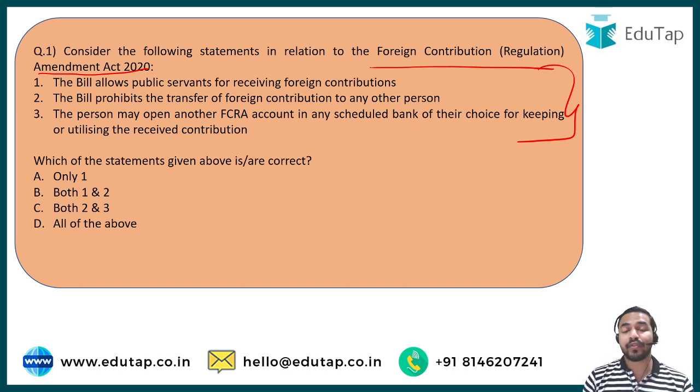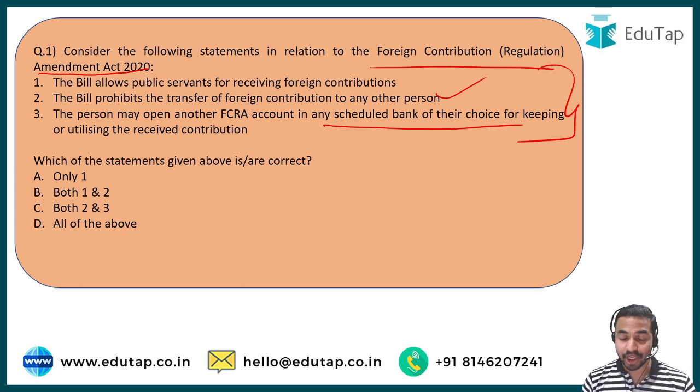So here if we talk about the first statement, it says that the bill allows public servants to receive foreign contributions. The second statement says that the bill prohibits the transfer of foreign contribution to any other person. And the third statement says that the person may open another FCRA account in any scheduled bank of their choice for keeping or utilizing the received contribution. So please tell me in the comment section below which one of the following statements given above is or are correct.